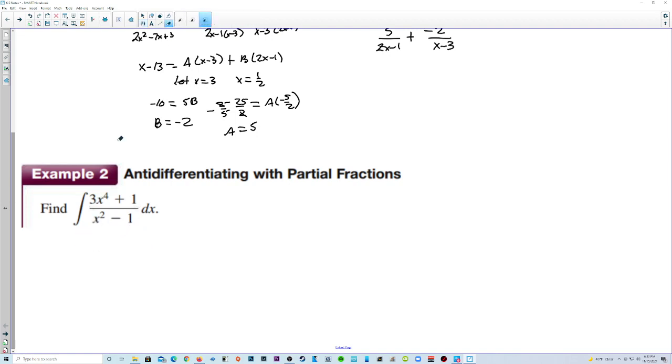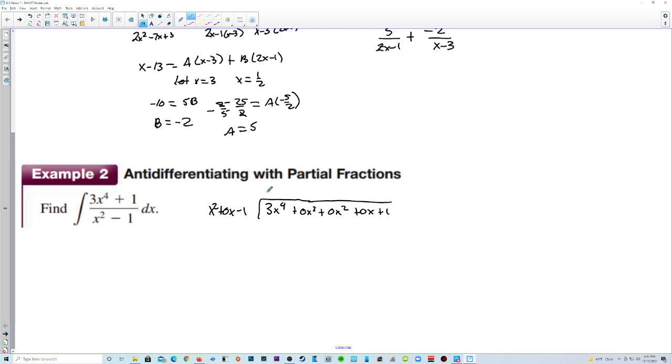If the powers are the same or the top one is higher, we have to do a little long division first. So we're going to divide x squared plus 0x minus 1 into 3x to the fourth, 0x to the third, 0x squared plus 0x plus 1. So we'll have placeholders for all the powers.